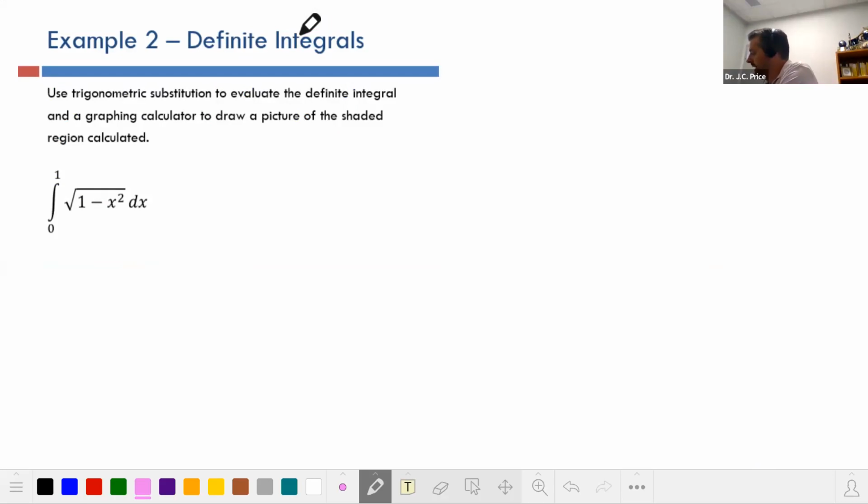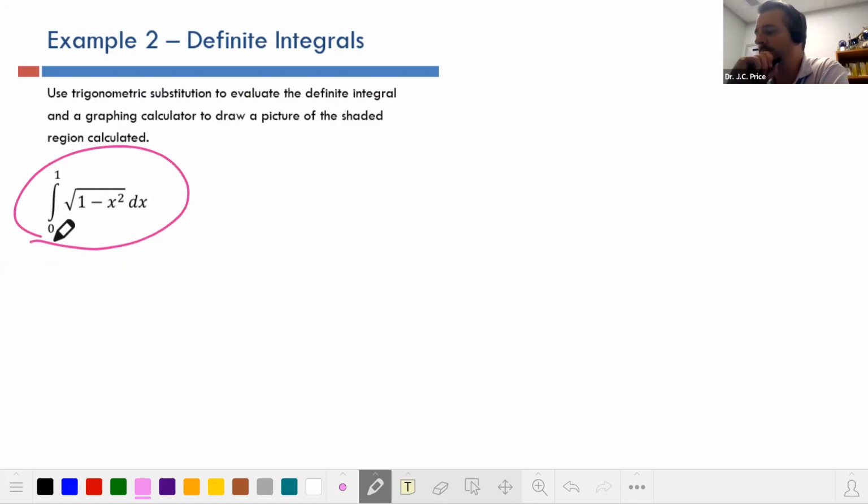All right, so that was indefinite integrals, and now I want to do one definite integral with you guys. And so here's our problem. And so on this problem, what are we going to do? We're going to use trigonometric substitution to evaluate the definite integral, and then a graphing calculator to draw a picture of the shaded region calculated.